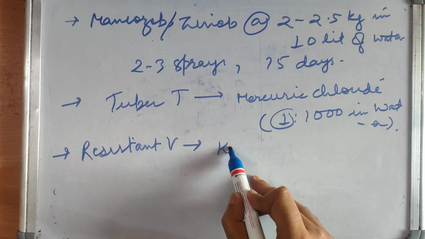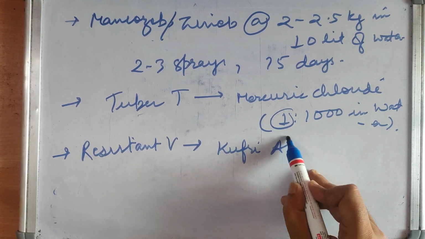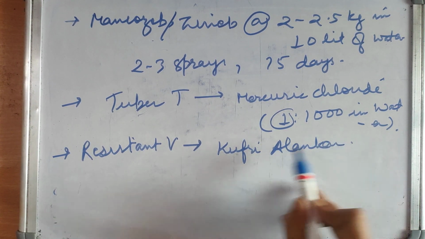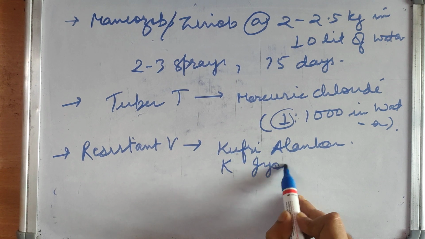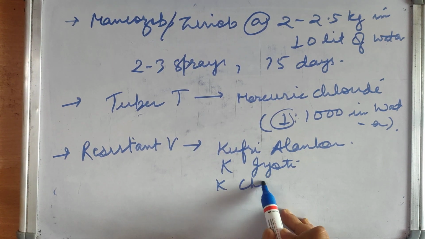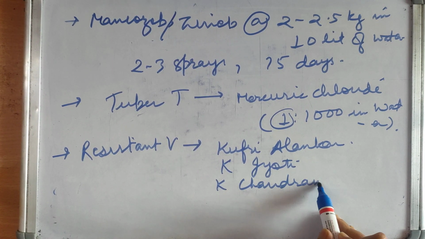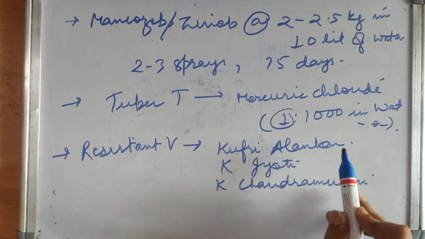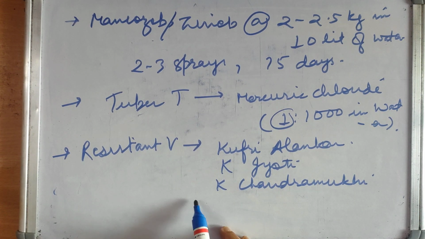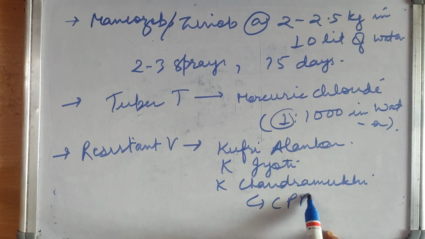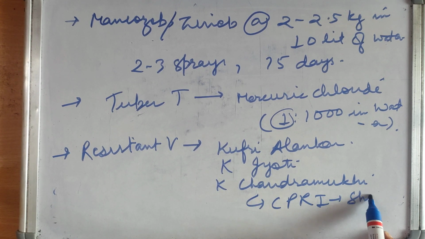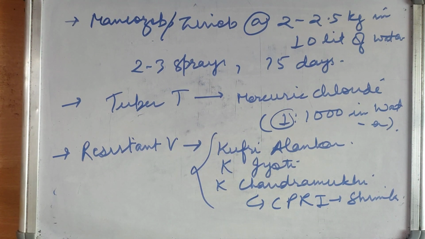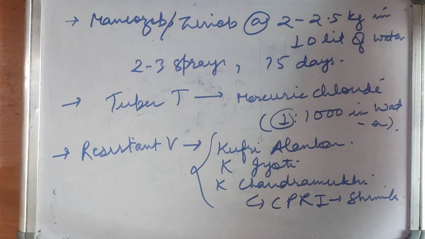We can also use resistant varieties such as Kufri Alankar, Kufri Jyoti, Kufri Chandramukhi, and this Kufri Chandramukhi is developed from CPRI Shimla. So these are some of the resistant varieties. So this was the management of late blight of potato.